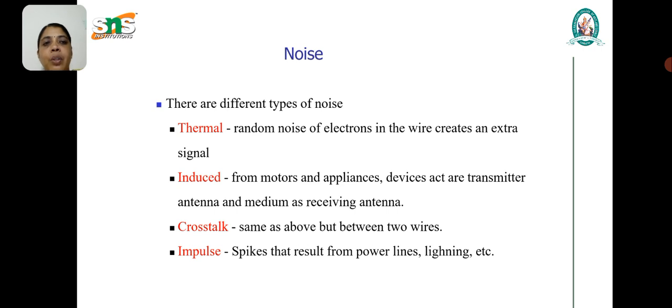Next, noise. We already know noise. There are different types: thermal, induced, crosstalk and impulse. Thermal noise means random motion of electrons in the wire creates an extra signal, so in addition to the normal signal, an extra signal is added. Induced noise comes from motors, appliances or other devices, causing a disturbance at the receiving antennas. Crosstalk means interference between two wires, so different data may be received while sending the information. Impulse noise means spikes that result from power lines, lightning, etc. Due to that, noise is received from the sender to the receiver.